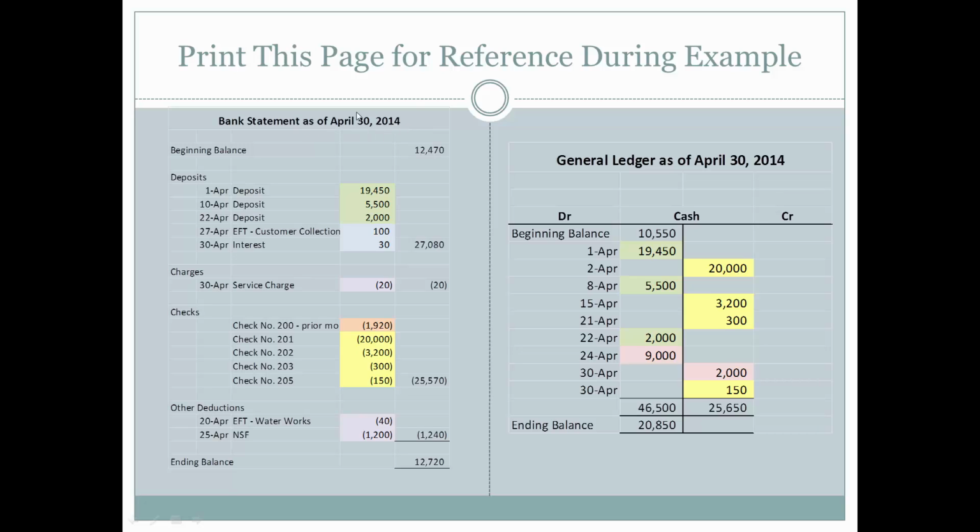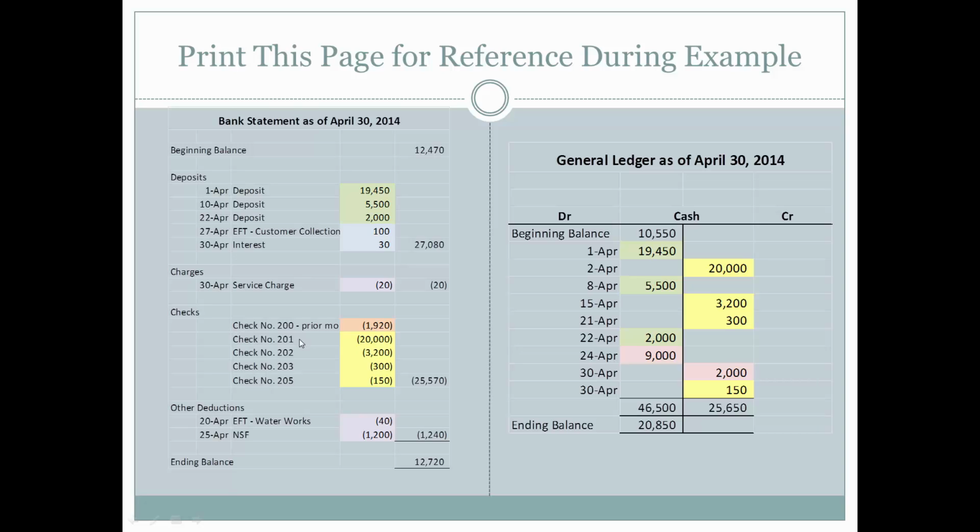So here we have a bank statement as of April 30th and a general ledger balance as of April 30th. These should agree as much as possible in order for the bank reconciliation process to make sense. We have a beginning balance on the bank statement, and then we have some deposits that were made by this company, as well as an electronic funds transfer, a customer collection that the bank made on behalf of this company in the amount of $100, and then interest that was earned on the account for this company in the amount of $30. There were service charges taken out, $20, and then we have the checks that cleared the bank.